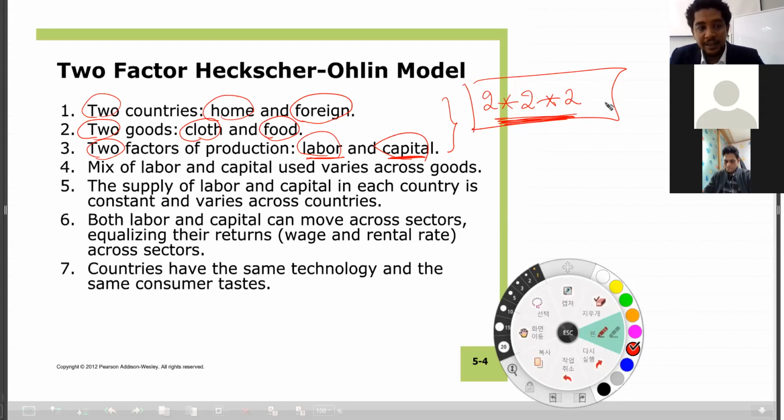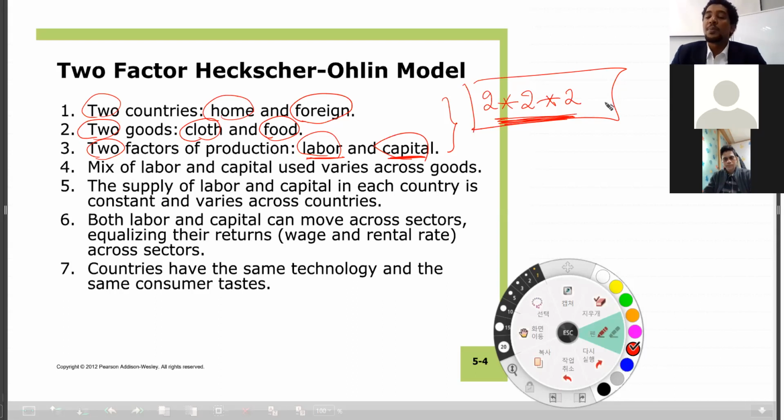And the fifth assumption we have is that the supply of labor and capital in each country is constant and varies across countries. And the sixth assumption is that both labor and capital can move across sectors, which means we can substitute them, equalizing the returns, wage and rental rate, across sectors.